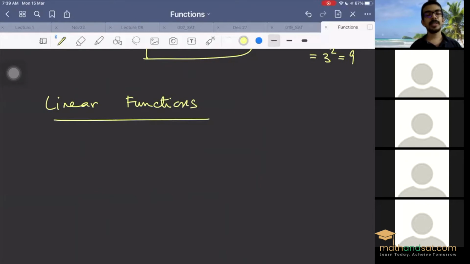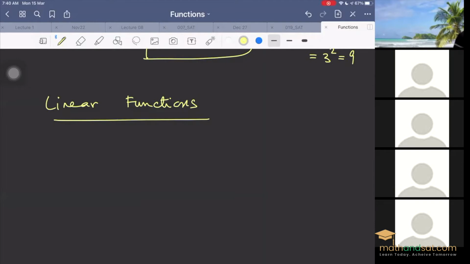We are going to talk about linear functions only. When we are talking about functions, unless otherwise specified, the domain will be the set of all real numbers. For example, when we are talking about linear functions, what is a linear function? A linear function is nothing but a polynomial in x with degree 1.